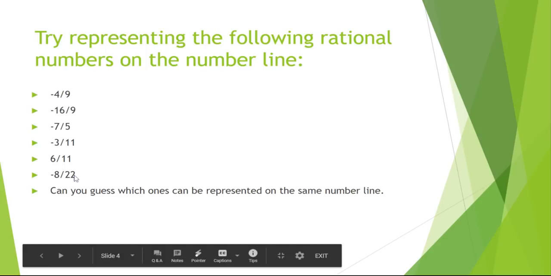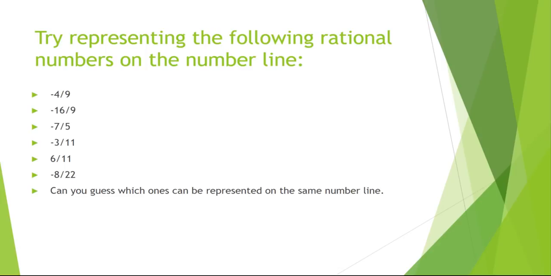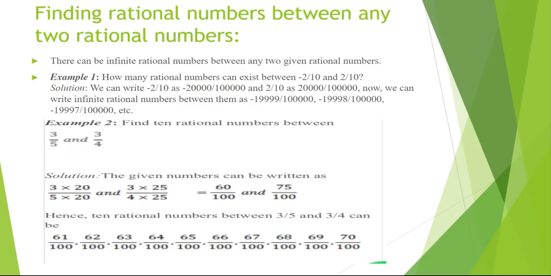So if you look closely, minus 8 by 22 can be reduced further, and it can be written as minus 4 by 11. Now, what you notice is that the last three will have common denominator as 11. So again, they can be represented on the same number line, and hence your task will be reduced.